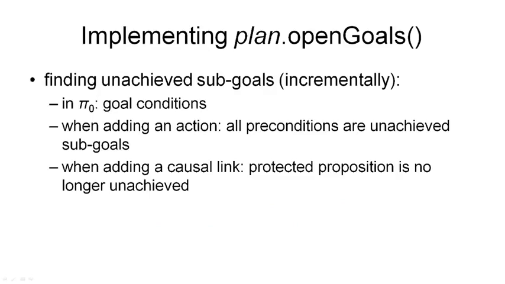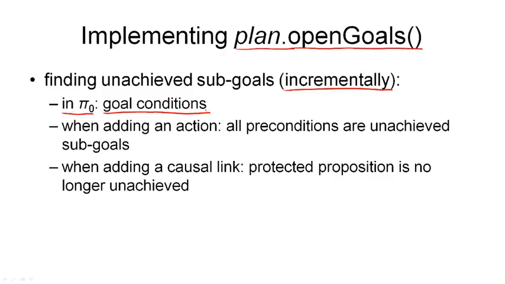The first function used by the plan space planner is the function that extracts the open goals from a given plan. And instead of computing these open goals afresh every time we go through the loop, we will do this incrementally. We start off with our initial plan pi0 that has just the two dummy actions in it, initial and goal. And the question now is, what are the unachieved sub-goals in this initial plan? And the answer is simply that these are the goal conditions that are the preconditions of the goal dummy action. So the goal conditions from our planning problem are our initial unachieved sub-goals.